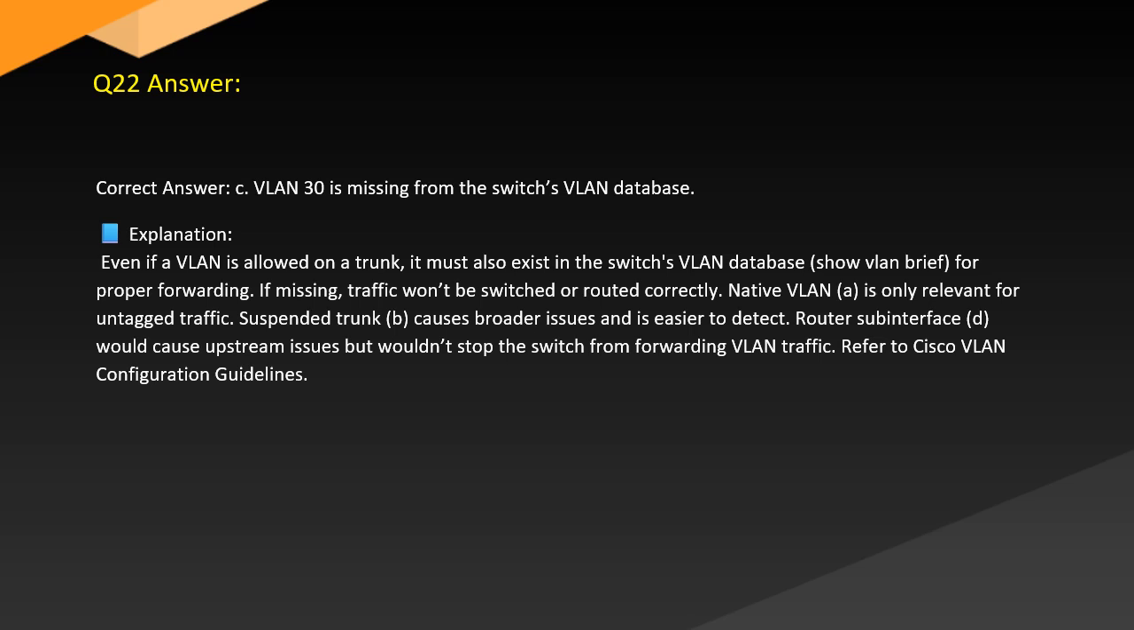Native VLAN is only relevant for untagged traffic. Suspended trunk B causes broader issues and is easier to detect. Router subinterface D would cause upstream issues but wouldn't stop the switch from forwarding VLAN traffic. Refer to Cisco VLAN configuration guidelines.